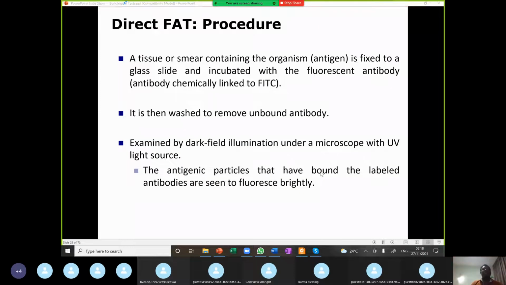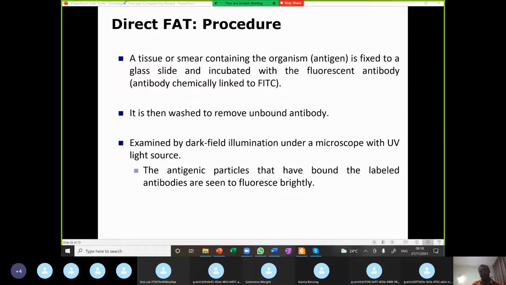So, as I was trying to indicate the procedure, the antigen could be in your tissues, could be in your blood, or anywhere in your system. We obtain that sample that we think contains your antigen.